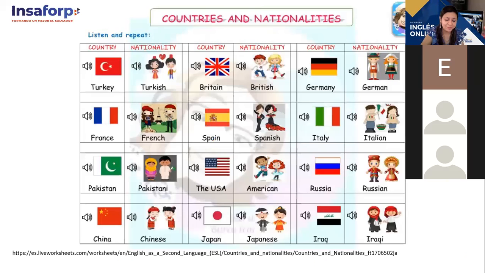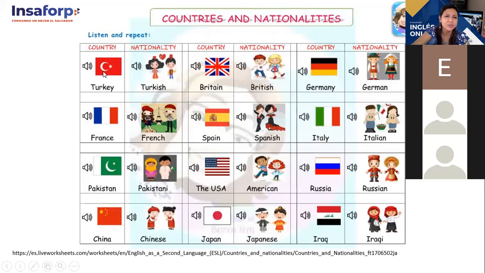Okay, so, oops, I forgot to write the activities. But let's start with activity number 1, which is about countries and nationalities. I want to share with you this vocabulary. Okay, so we're going to start by listening and repeating. So please listen and repeat.